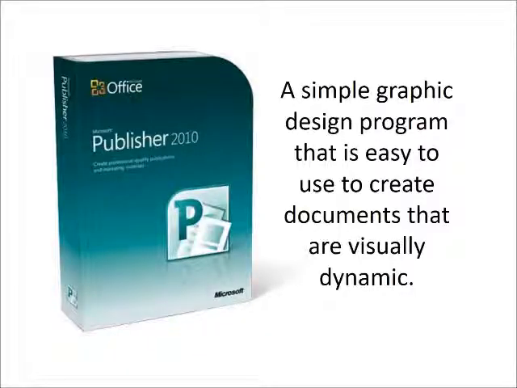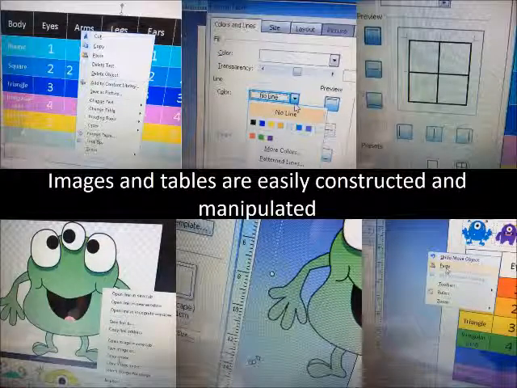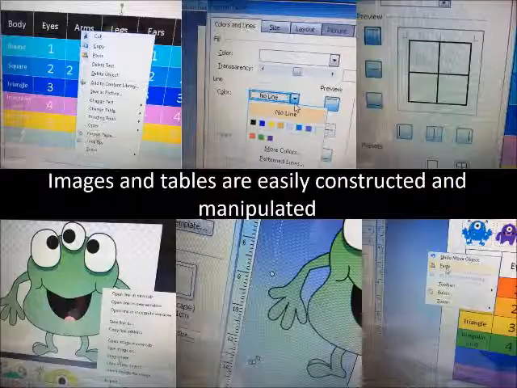Now let's look at another program found in the Microsoft Office suite. Publisher is primarily a program that allows users to edit images. It's an ideal platform for creating documents that are image-rich, such as posters, flyers, advertisements, and newsletters. I used Publisher to create a simple game by inserting a colourful table and adding appropriate images. I created and formatted the table using the Publisher toolbar and inserted images that I found on the internet.